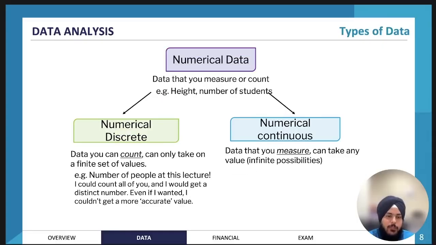Looking at numerical data variables in a little bit more detail, they usually represent quantities that we usually count. For example, it could be the height or the number of students.